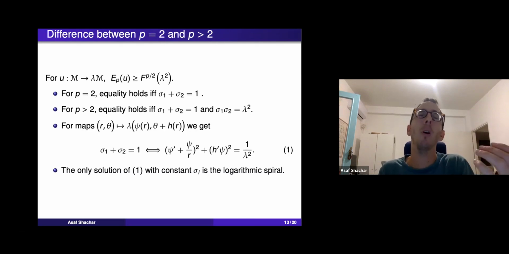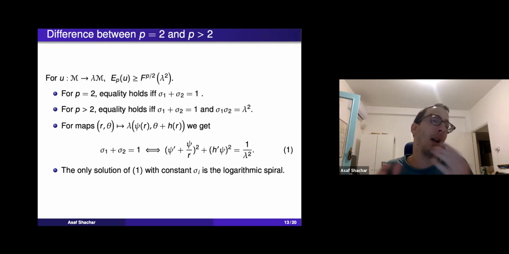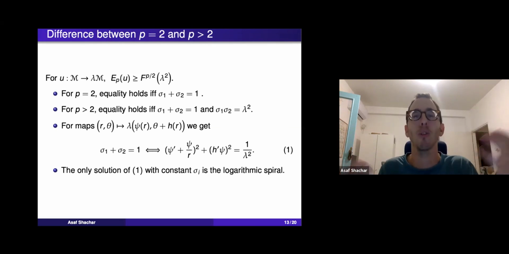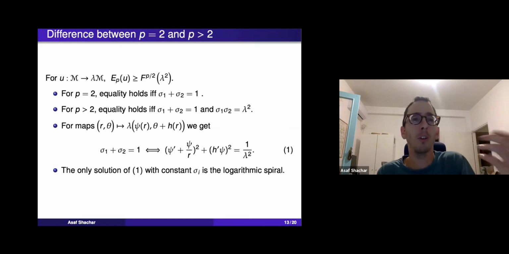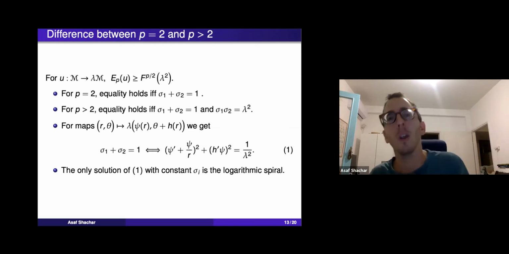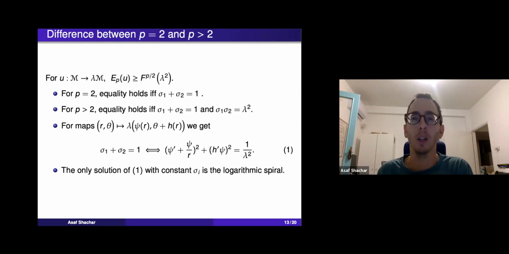So for P equals 2, we do not have any constraint on the Jacobian, at least not any pointwise constraint on the Jacobian. Of course, the integral is the ratio of areas, but the only constraint is on the sum of singular values. And when you consider maps of the above form, you can just compute and see that the condition on the singular values translates to the coupled ODE I described before. So you look for such a losange.